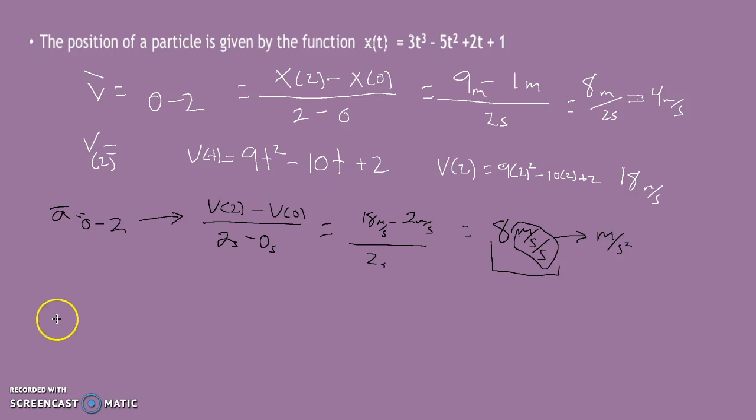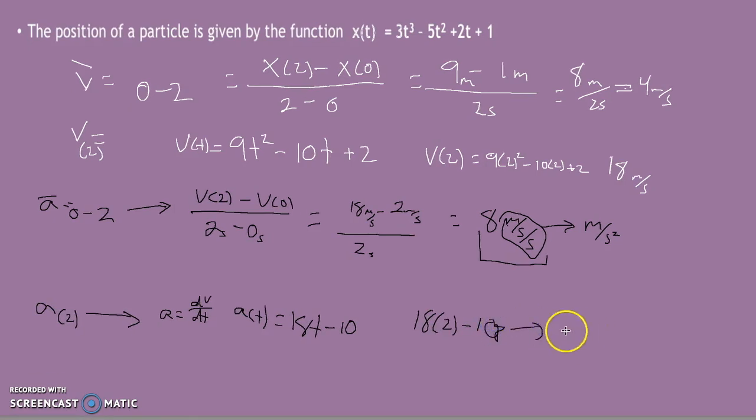Now I'd like for you to find the instantaneous acceleration at 2 seconds. In order to do this, we need to find the derivative of the velocity function, since we said a is equal to dv/dt. So that would give us an acceleration function. 2 times 9 is 18t, 1 times negative 10 is minus 10, and the constant goes to 0. So we substitute in a 2 right here. 18 times 2 minus 10 is going to give us 26 meters per second squared for that instantaneous acceleration.